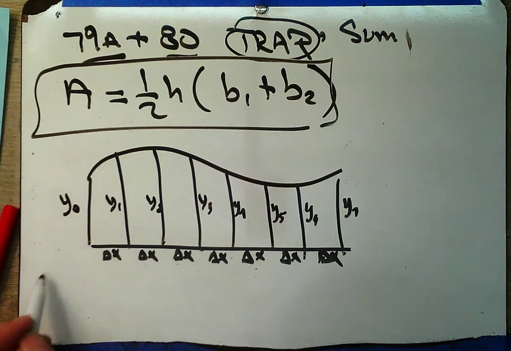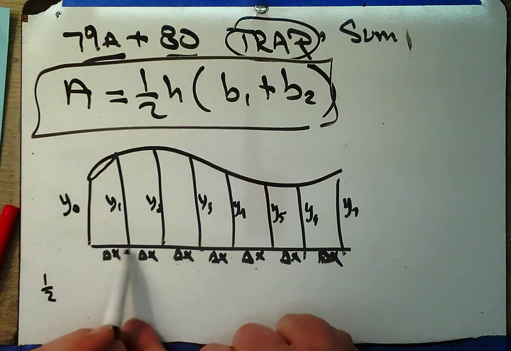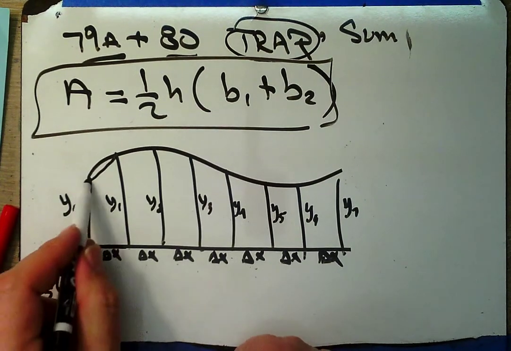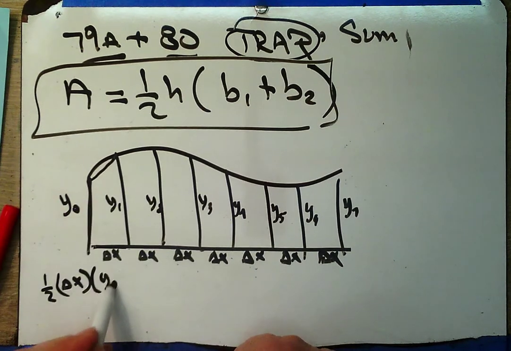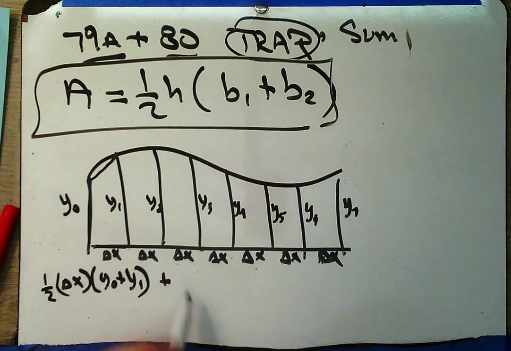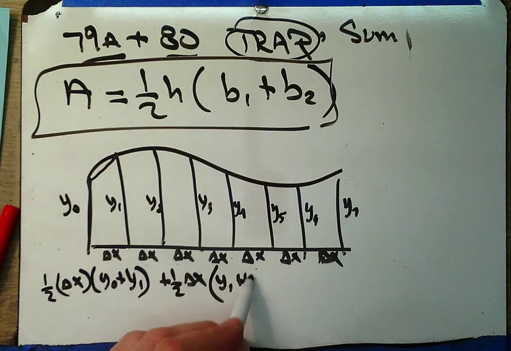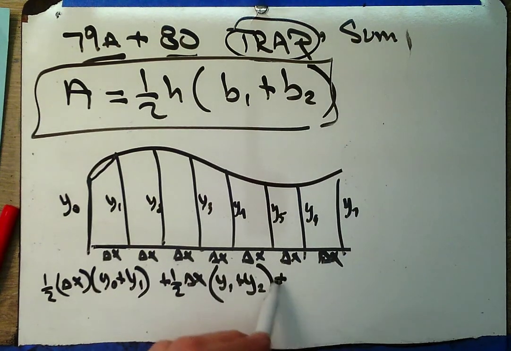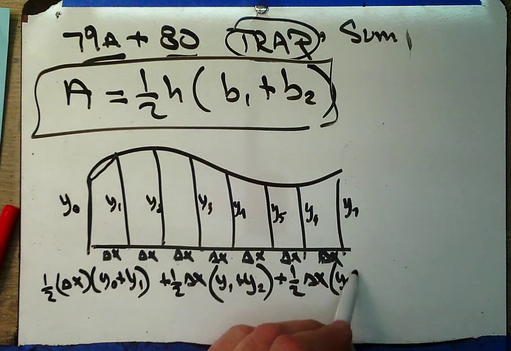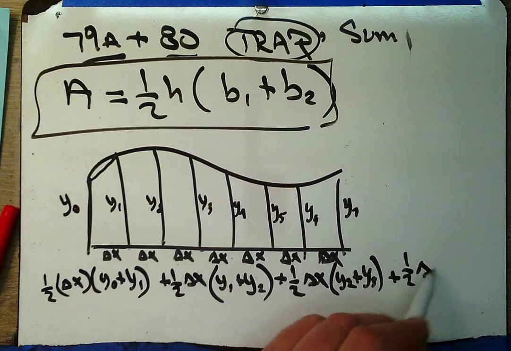Okay, so trapezoid sum is going to be 1/2. And remember, my trapezoid has a height, delta x, and then base 1 plus base 2, y sub 0 plus y sub 1. And then the area of the next one is going to be 1/2 delta x, y1 plus y2. And then 1/2 delta x, y sub 2 plus y sub 3, plus 1/2 delta x.